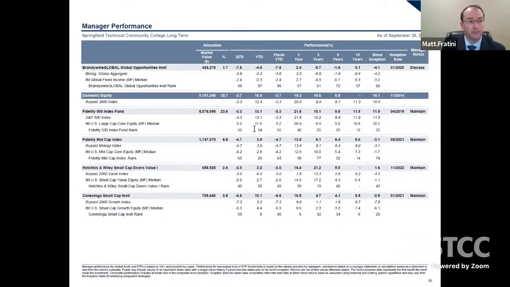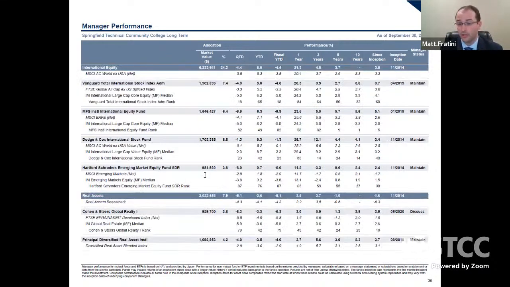Quickly within domestic equity, both of your small cap managers continue to perform very well on your behalf, performing ahead of benchmark. International continues to perform very nicely as well. For the year-to-date timeframe, up 6%, with the benchmark being up 5.3%.